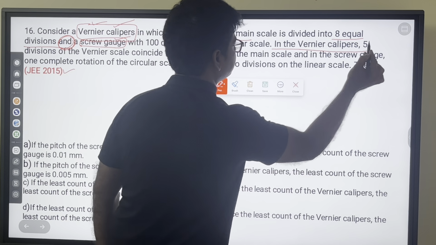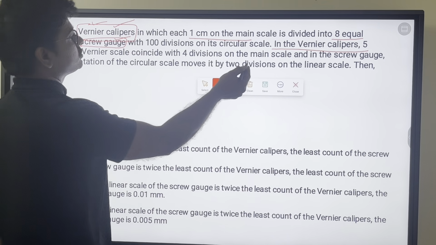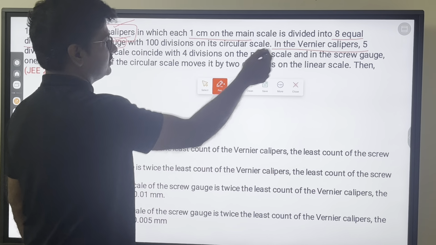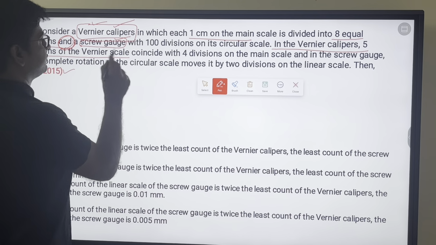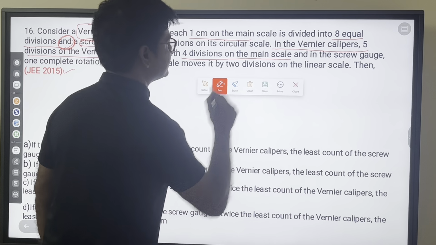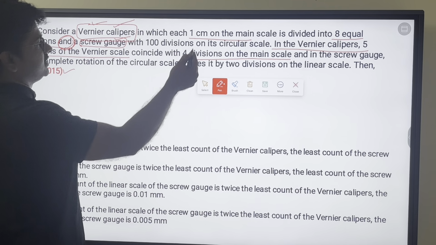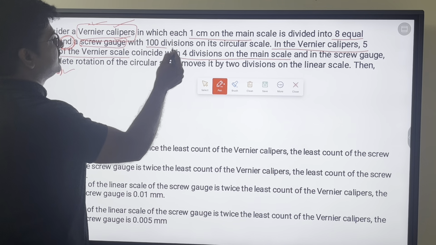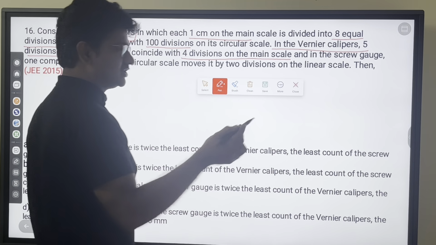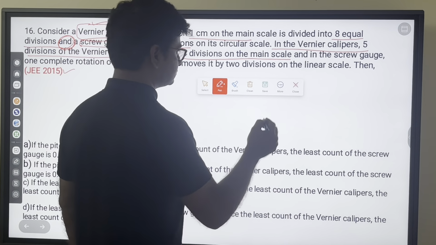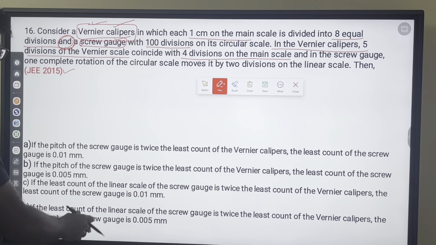In the vernier calipers, 5 divisions on the vernier scale coincide with 4 divisions on the main scale. This will give the data about the least count. And in the screw gauge, 1 complete rotation of the circular scale, meaning 100 divisions, moves by 2 divisions on the linear scale. We don't know what each division on the linear scale is, but it advances 2 divisions. These are the things given.